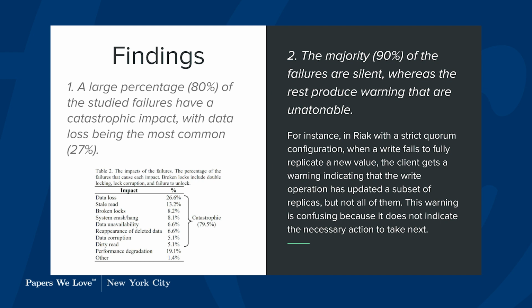In addition to that, the failures themselves are more often than not silent, which means you never knew anything was wrong with the system to begin with. And even when there are errors, it's hard to know what to do next. One example they provided was Riak. If a client tries to replicate a value towards a quorum of nodes and is unable to, the client gets back an error saying the operation has updated a subset of replicas, but not all of them, which is unhelpful for the client to figure out what to do next. Which nodes do I need to replicate to? Do I retry the operation? The error message isn't really helpful as to what the client is supposed to do in the situation, and more importantly, it might even be possible for the cluster to fix itself once the partition is healed.